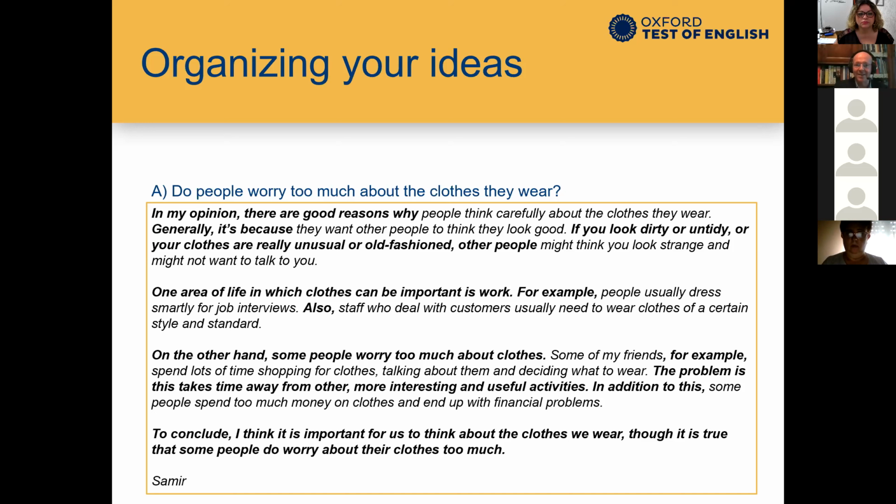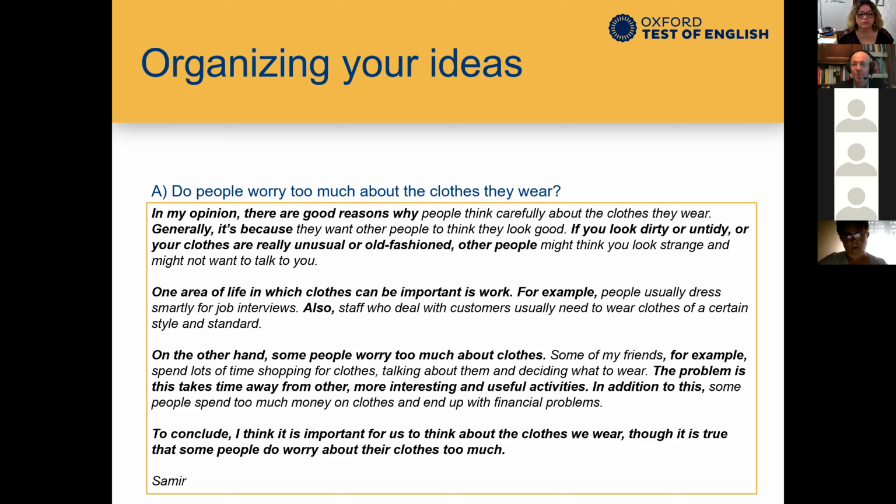Look at the next paragraph. On the other hand, now, that is a wonderful expression. And really, I encourage you to use this in your exam. On the other hand, por otro lado, okay? And just memorize it like one solid block of language. On the other hand, and you can use this in writing and in speaking. On the other hand, some people worry too much about clothes.